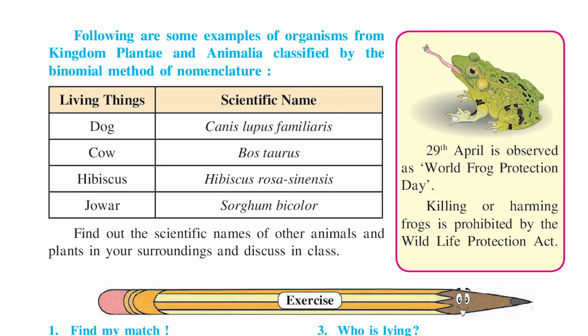April 29th is observed as World Frog Protection Day. Killing or harming frogs is prohibited by the Wildlife Protection Act.